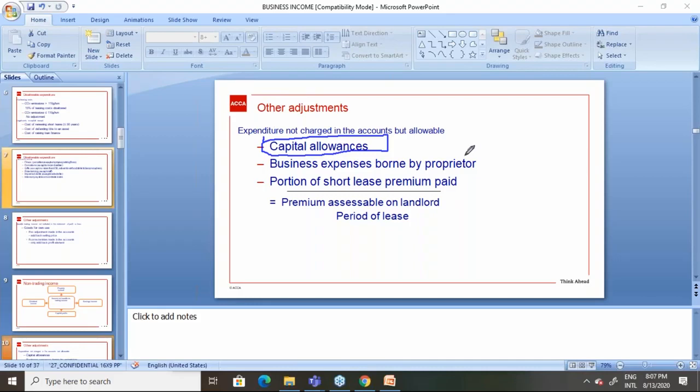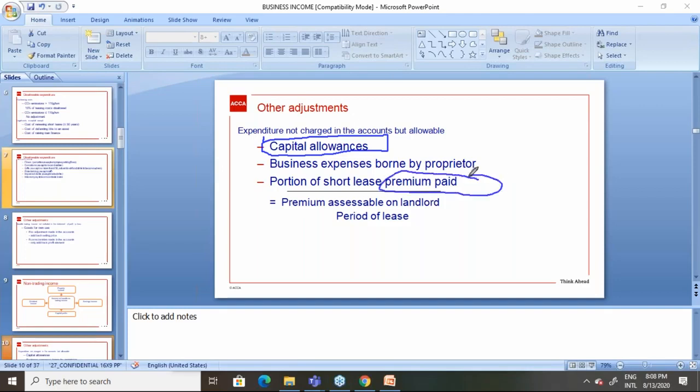Then, if the proprietor, the owner of the business, has incurred expenditure on his own for the purpose of business, you should be able to claim them as allowable expenditure. If the owner has paid the electricity bill of the business from his own money, not from the money in the business, but from his own pocket, if he has settled the electricity bill or the rent of the business premises, then those are allowable expenditure. Then the portion of the short lease premium paid.